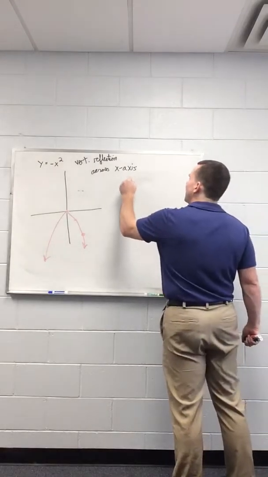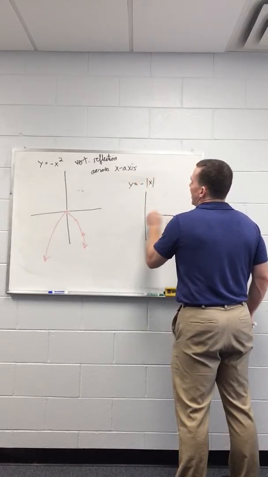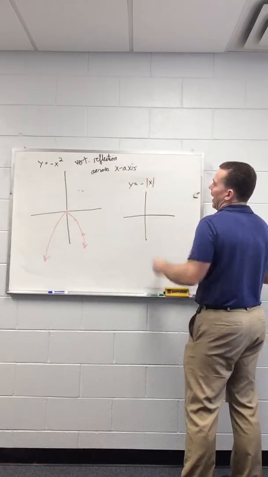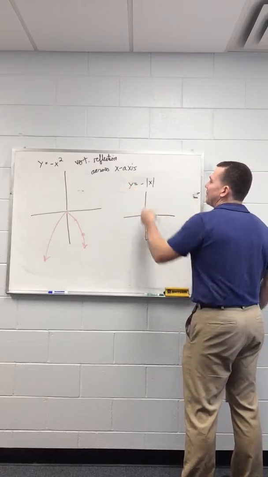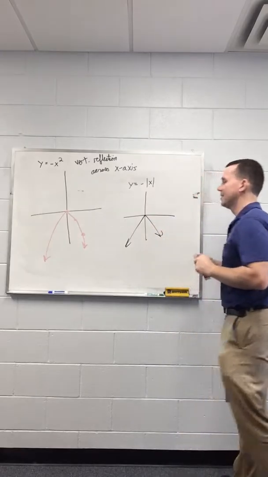So if I have y equals negative absolute value of x, I can graph that really quickly. I know the regular absolute value graph. Negative on the outside will just reflect it. It'll look like that, and I'm done.